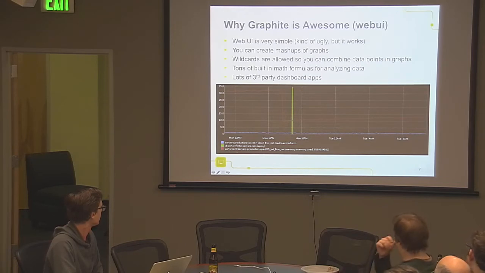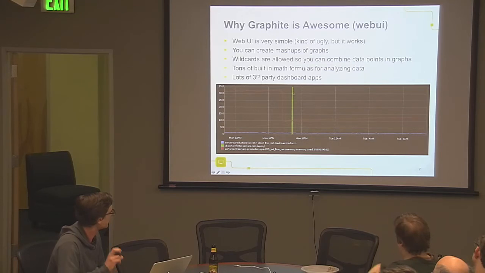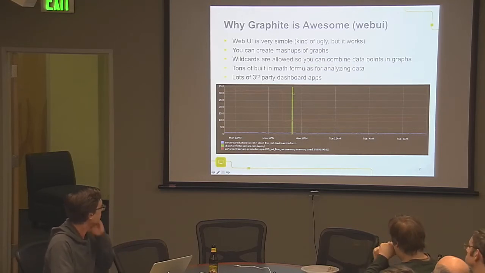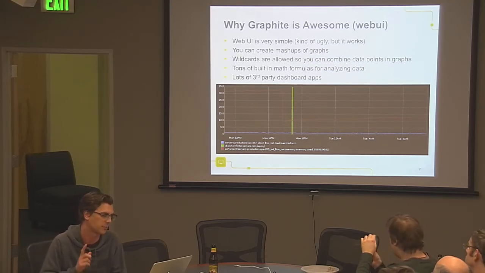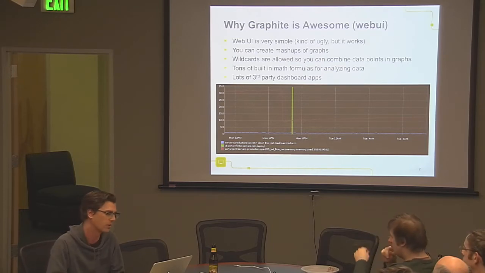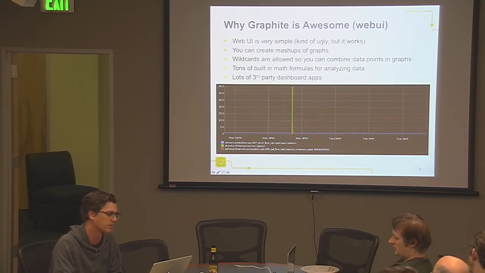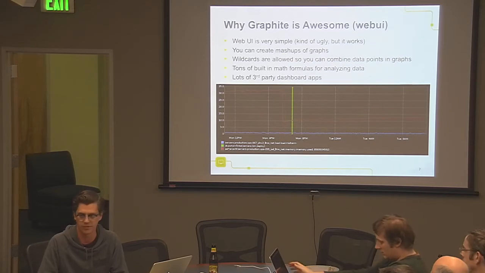You can put this little drawAsInfinite, it's like a special function they have. Basically, I send a simple 1 every time I do a deploy. The end of my deploy Chef recipe kicks off this 1, and this function draws it as a vertical line. So I can overlay all my deploys on a big graph.